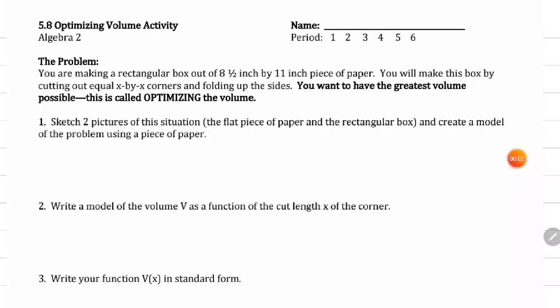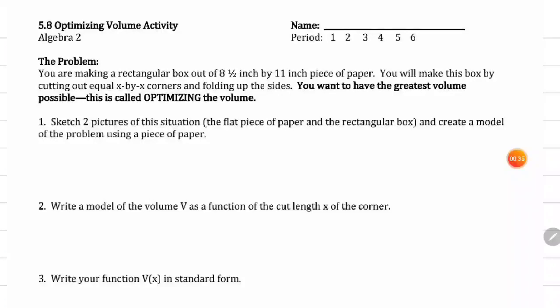Alright, Scholar Strife doing some optimization of some volume. So we're making a rectangular box out of an 8.5 inch by 11-inch piece of paper. You make this box by cutting out equal x by x corners and folding up the sides. You want to have the greatest volume possible, and that's what optimization means.